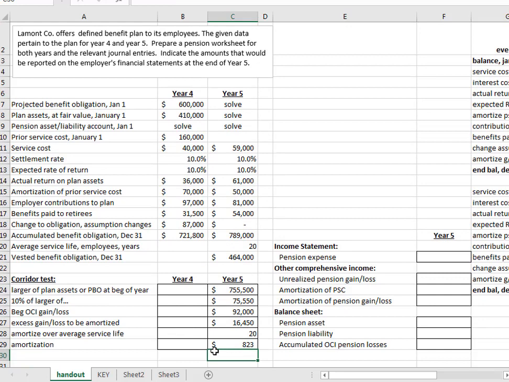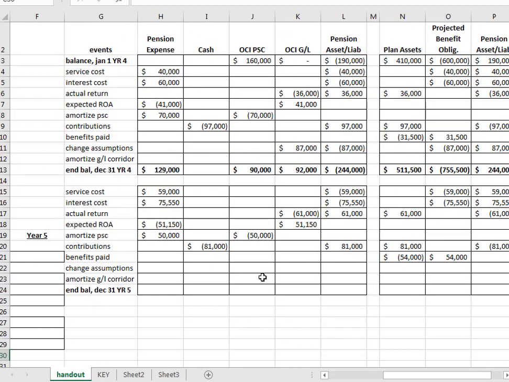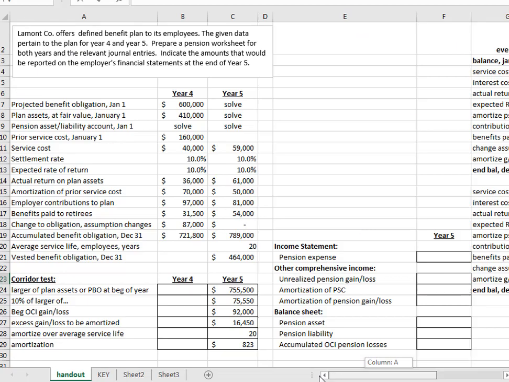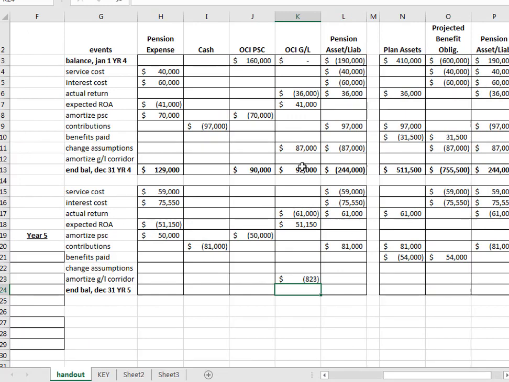So we will be removing 823 of that debit. It's a debit there, the 92. Well, they're both debits. Okay, so let's amortize that. If that were a credit balance, we would debit to amortize it. Whatever, debit or credit, whatever reduces it. So you could actually have amortization of a gain that decreases pension expense. And in this case, pension expense is going to go up.